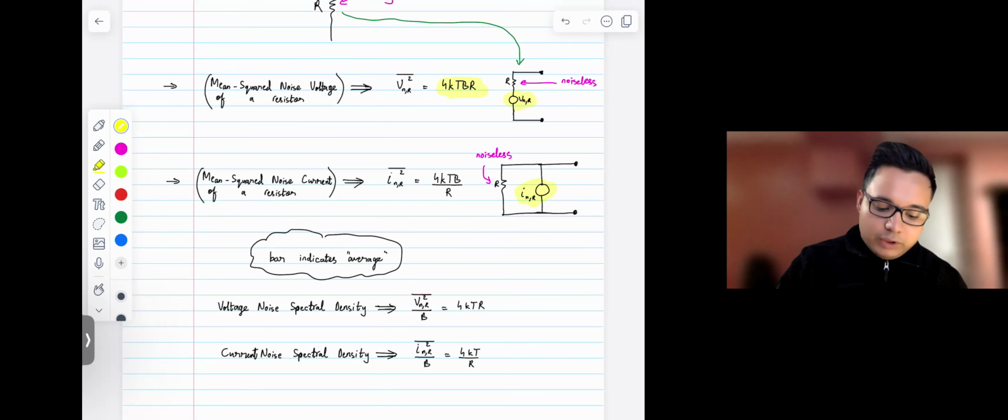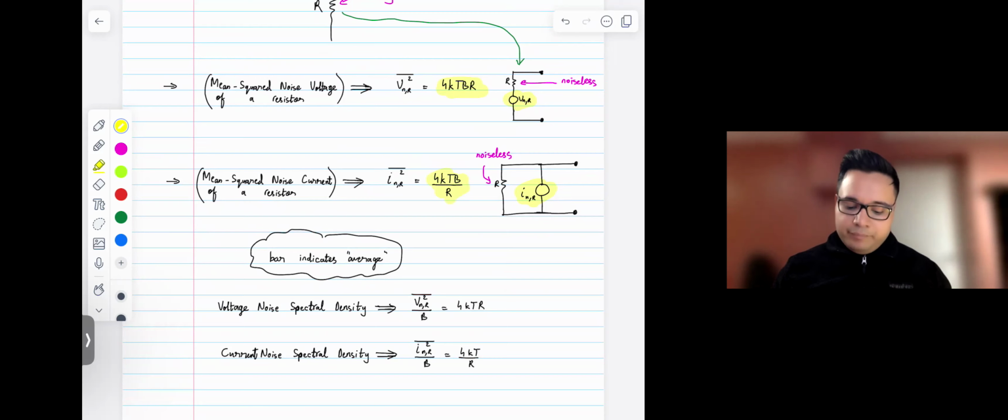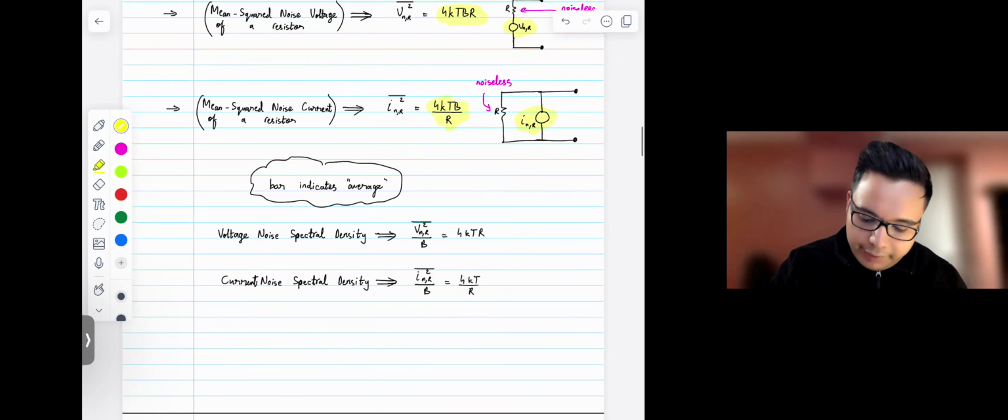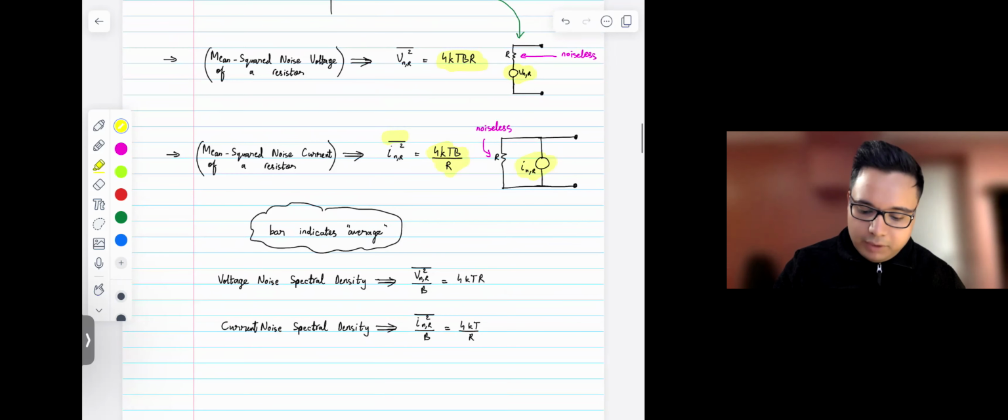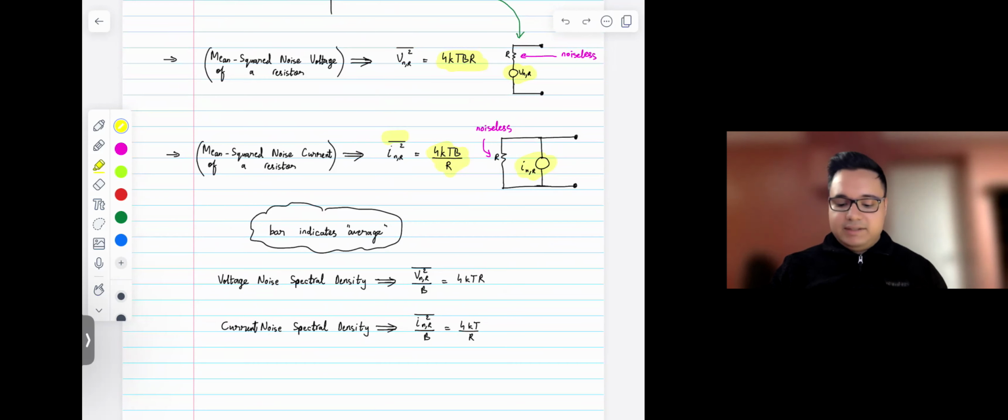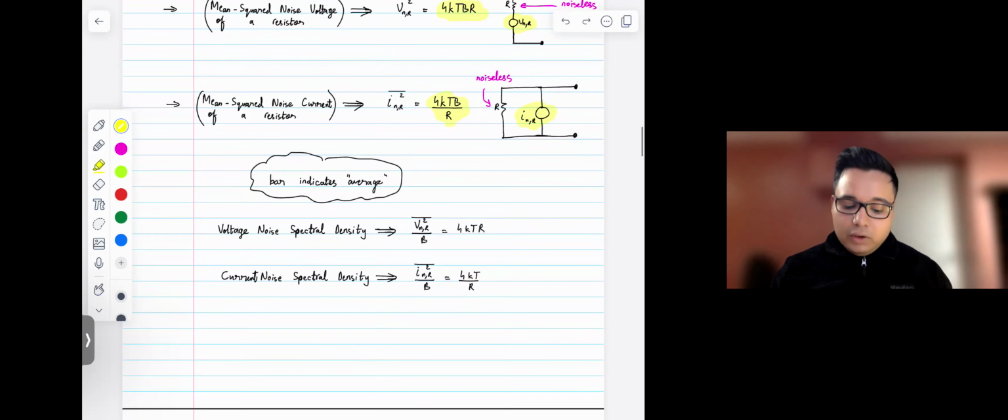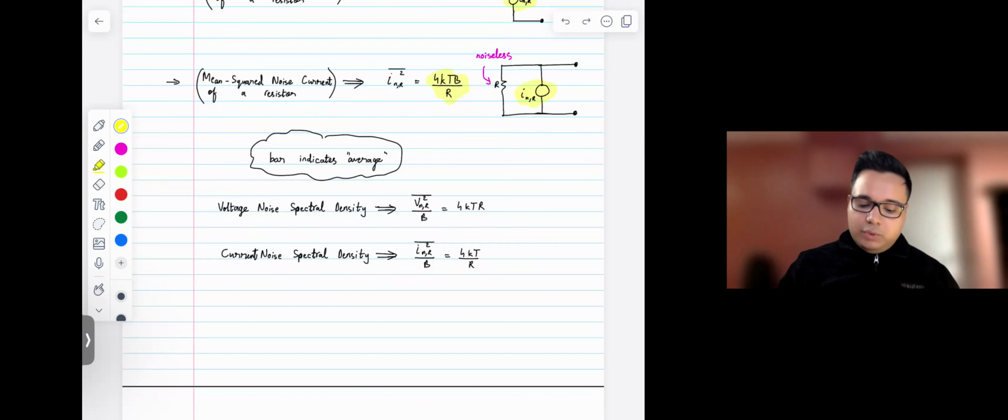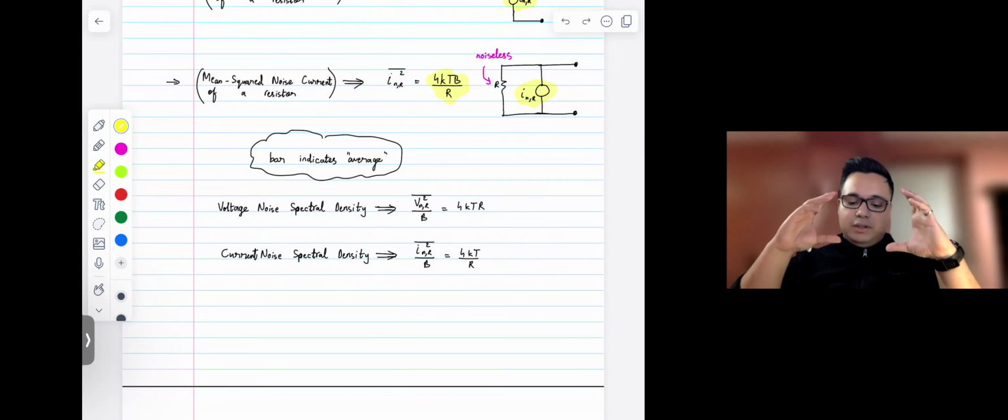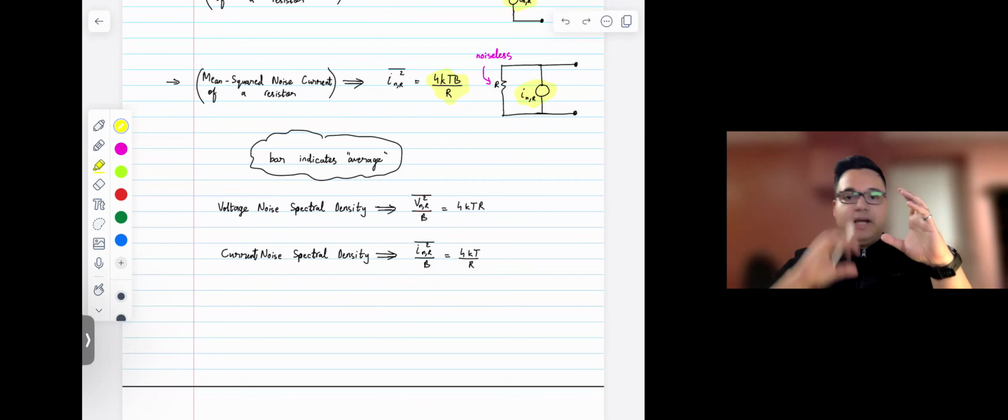What we would find out later on through derivations in this video is that the average noise current in a resistor would be 4kTB over R. And the bar here, the bar here, and the bar here basically just indicates an average. Also, the voltage noise spectral density, or NSD, is basically just the average noise voltage divided by the bandwidth.